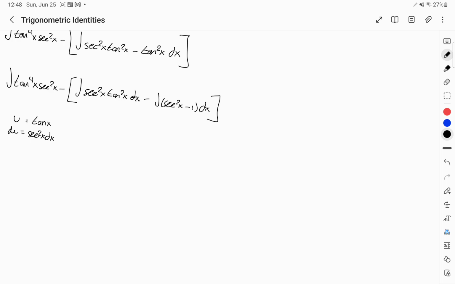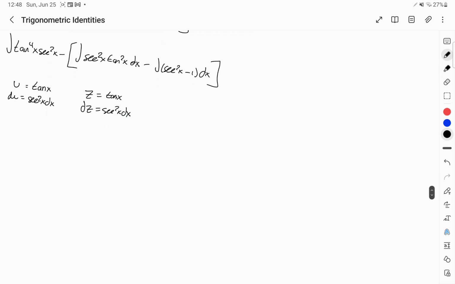Now we're going to repeat this process again. Now we cannot let U be two things, so we're going to use Z equals tangent of x, and then dz is going to equal secant squared of x dx. Now you might be confused and saying, wait, which one are we substituting for? What are we doing? Well, this is what we're doing.